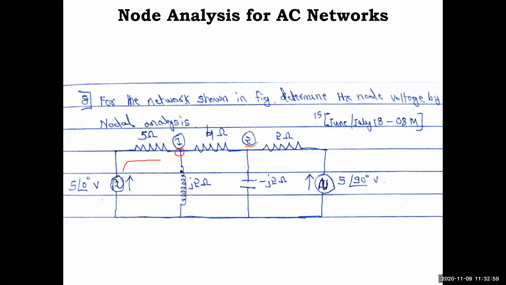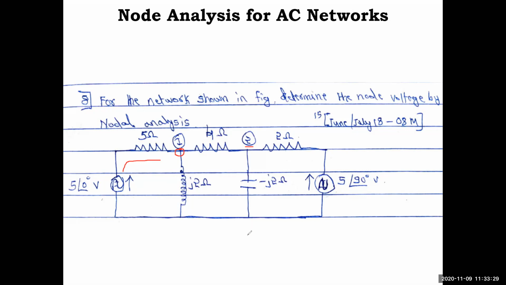Similarly, how do you write the second equation? Self. The mutual part I have not considered at all, right? Minus 1/4 v2 I have to consider in the first equation. Similarly in equation 2, with respect to node 1, minus 1/4 v1 is there, and with respect to self you have 1/4, 1/2 and 1/(-j2), equal to the current here. The 2 ohm is in series with a voltage source, 5 at an angle 90 degrees, divided by 2 is the current, which is entering here, that's why plus.